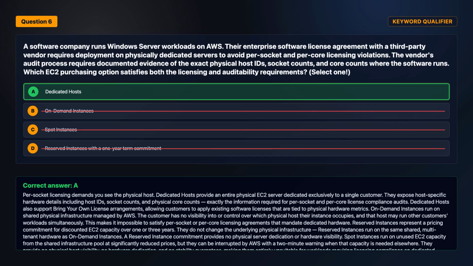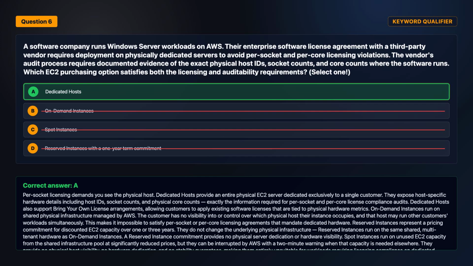On-demand instances run on shared physical infrastructure managed by AWS. The customer has no visibility into or control over which physical host their instance occupies, and that host may run other customers' workloads simultaneously. This makes it impossible to satisfy per-socket or per-core licensing agreements that mandate dedicated hardware. Reserved instances represent a pricing commitment for discounted EC2 capacity over 1 or 3 years. They do not change the underlying physical infrastructure. Reserved instances run on the same shared multi-tenant hardware as on-demand instances. A reserved instance commitment provides no physical server dedication or hardware visibility.